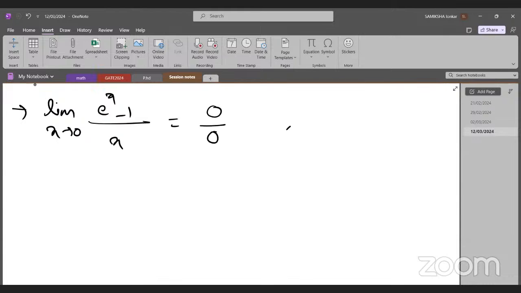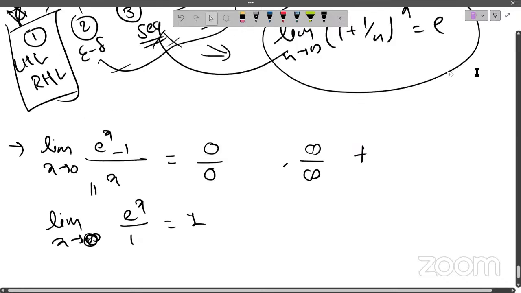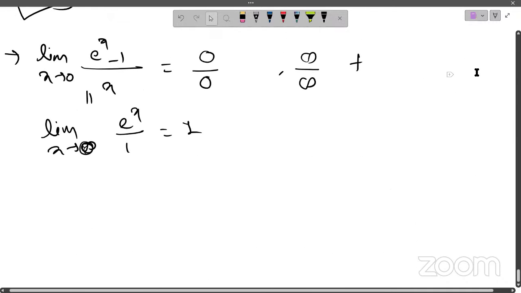So whenever you have 0 by 0 form or infinity by infinity form, you can apply L'Hopital's rule, but for applying it you should know the derivative. You haven't studied it yet. You don't know the derivative of e to the power x, or maybe you know, but in this course we haven't studied it. This type of calculation you will learn. I have sent the book Thomas Calculus. It has some standard limits and some standard questions. You can go through it.